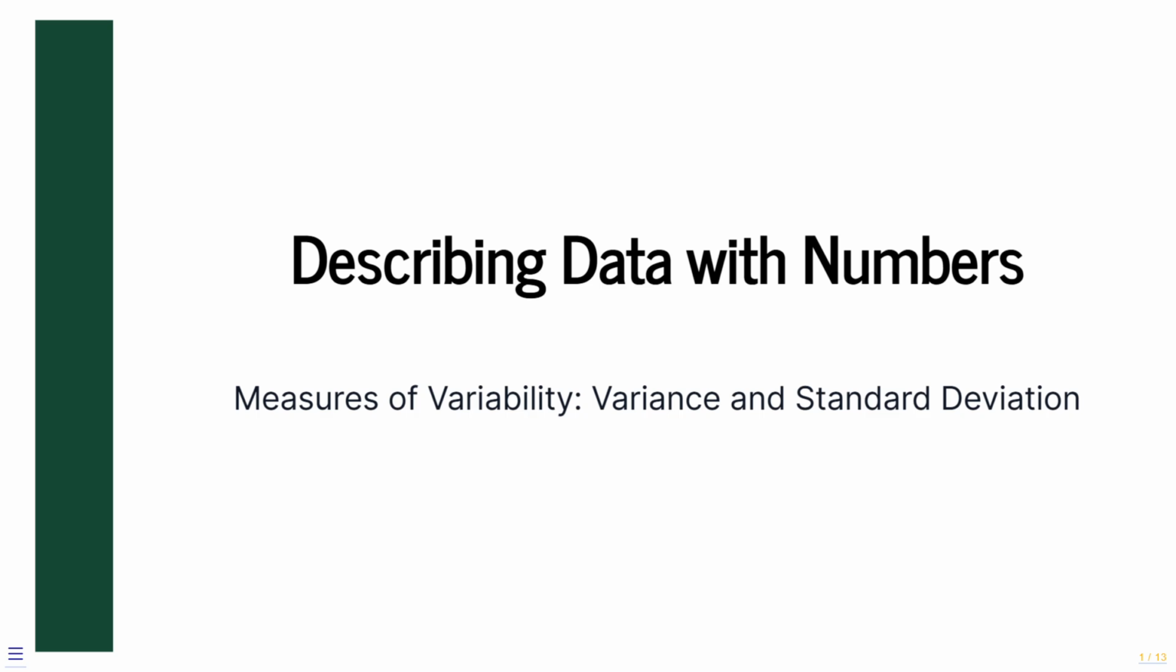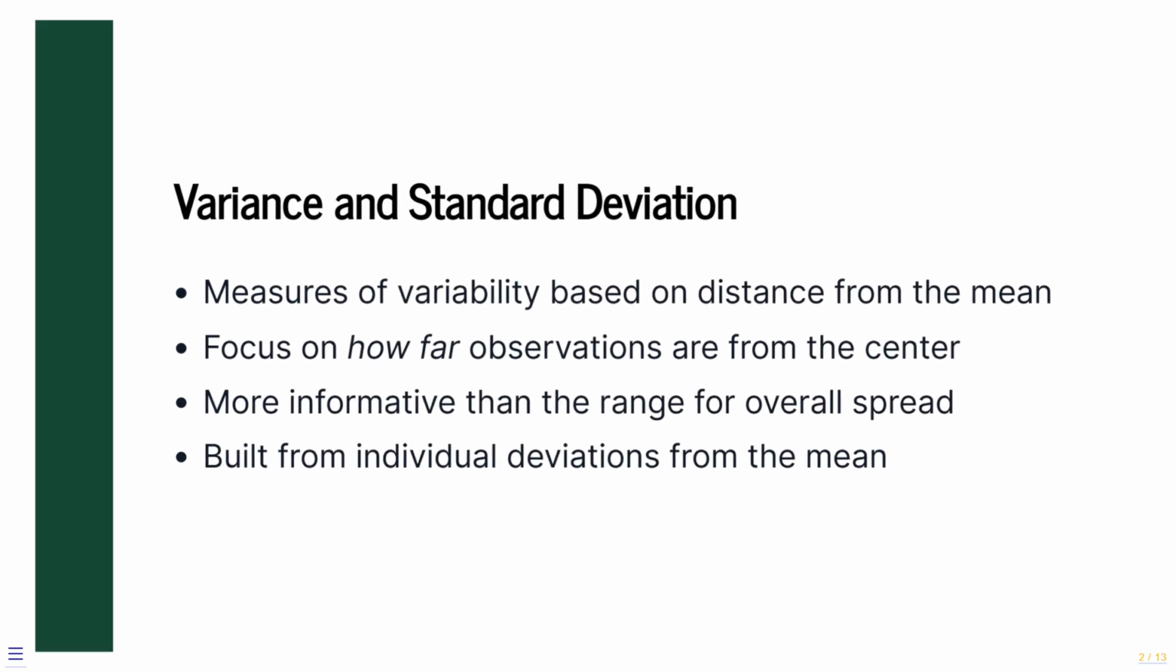In this video, we introduce variance and standard deviation as measures of variability. These statistics focus on how far observations fall from the mean, rather than just identifying the center. They provide a more informative description of spread than the range alone, especially when we want to understand overall variability in the data.